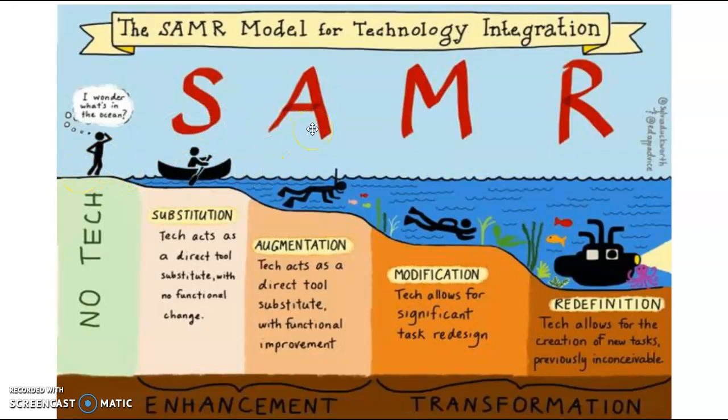When looking at augmentation, this is still a direct substitute, but it has a little bit of improvement. Now he can stay right below the surface level, so he can't really see what's down below, but he can see a little bit more than he could have before. For modification, this is when you give some technology that allows for a significant task design. This means that he now has an air pack, he can go further, he can see much more deeper. And redefinition means there's all new possibilities, like a submarine where he can now see the bottoms.